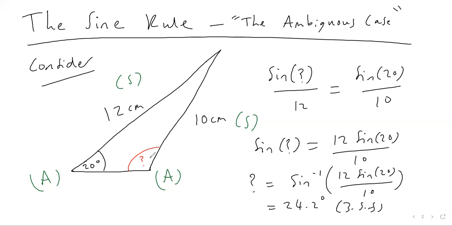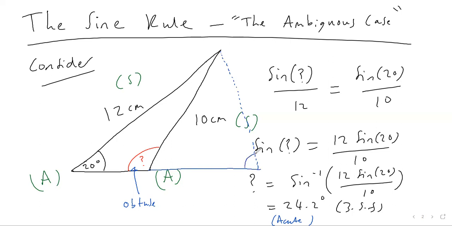Now, if we look at this diagram here, this angle does not look like 24.2 degrees. This looks like an obtuse angle. So obviously this angle we get here is an acute angle, but in the diagram, we see what looks kind of like an obtuse angle. So why is that? Well, that's because we can actually draw another 10 centimeter line down here, and then we can create a new triangle like this.